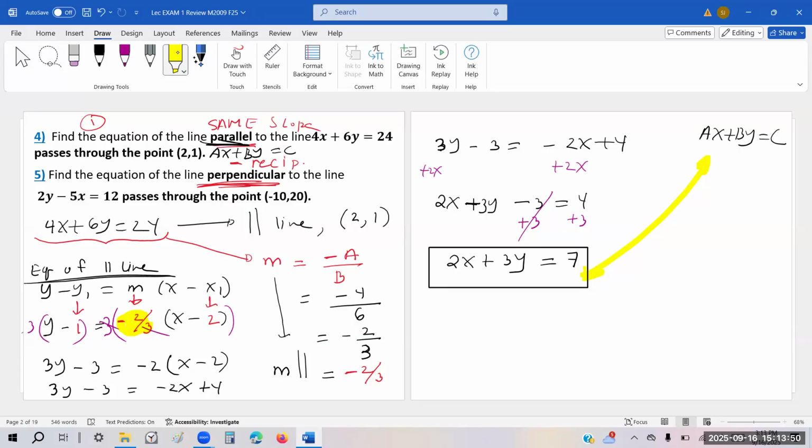Huh? Where did I get that 3 from? Here, we have y minus y1, which is y minus 1. But then we have a denominator of 3, so you have to multiply both sides by 3. So the 3 cancels out on the right side, but you have to distribute the 3 on the left side. So 3y minus 1 times 3.